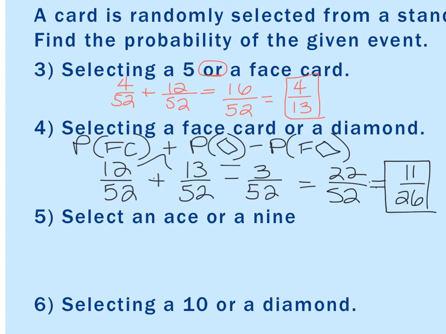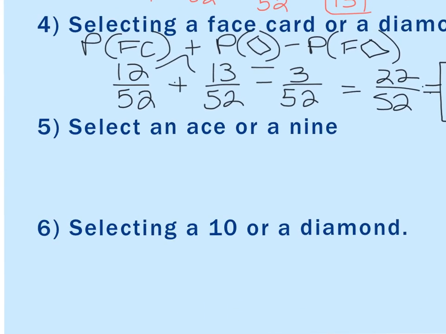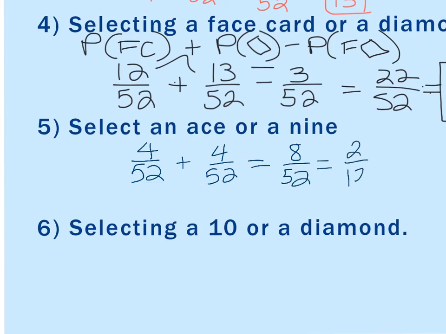Questions so far? Okay. An ace or a 9? Is an ace and a 9 mutually exclusive? Yes. How many aces? 4 out of 52. A 9, 4 out of 52. 8 out of 52, or 2/13.